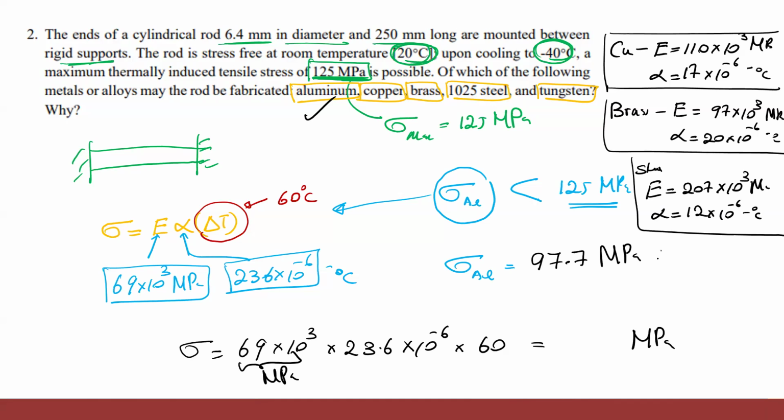And the last one, tungsten. That will be E equals 407 times 10 to the 3 megapascals, and alpha will be 4.5 times 10 to the negative 6. So these are the ones, and I want you to tell me which ones are okay and which ones are not okay.